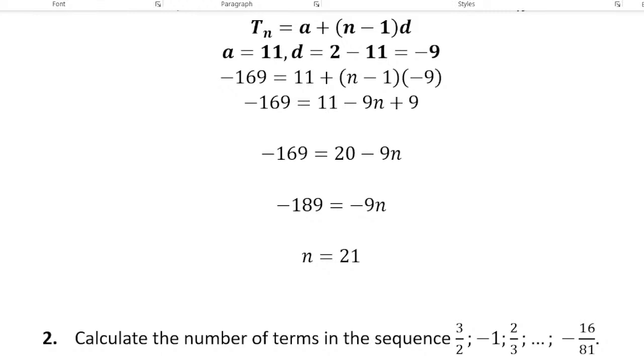Okay, I've left you with 3 minutes to do number 2. Calculate the number of terms in the sequence: 3 over 2, negative 1, 2 over 3. You have to determine whether it is an arithmetic sequence or a geometric sequence. So calculate the number of terms. Your time starts now. You're left with 3 minutes.